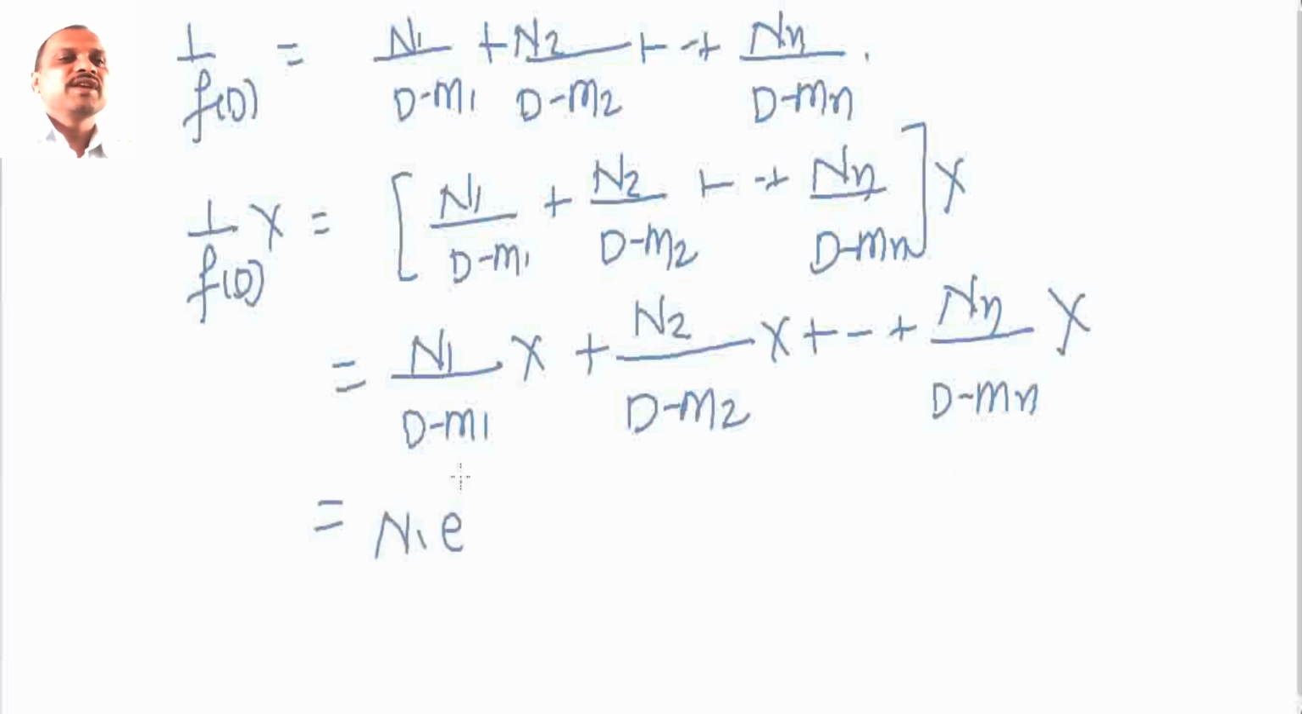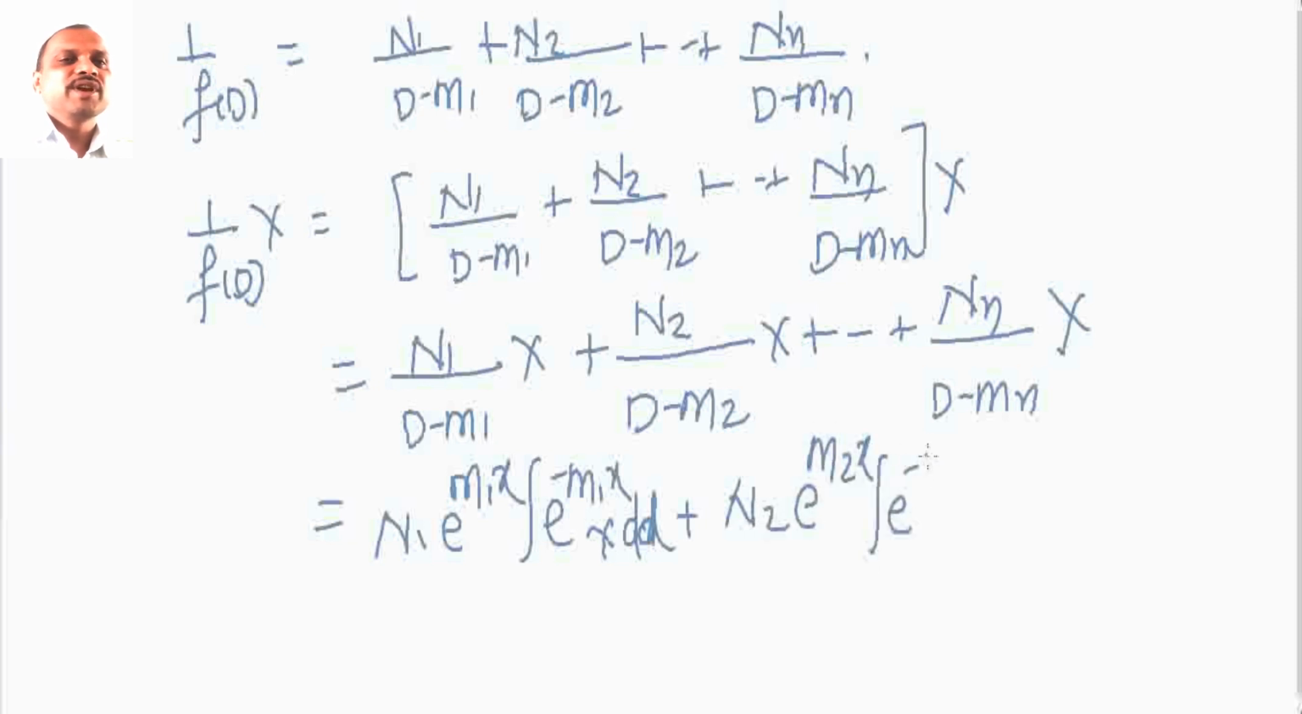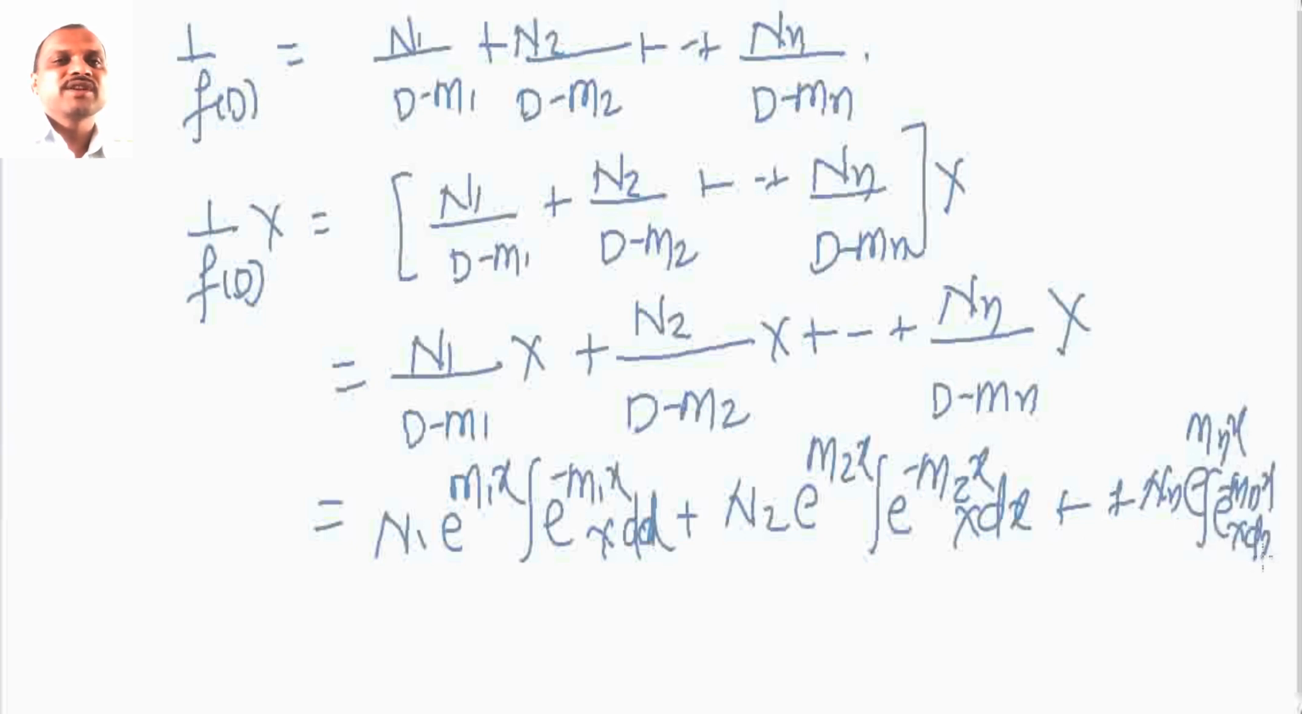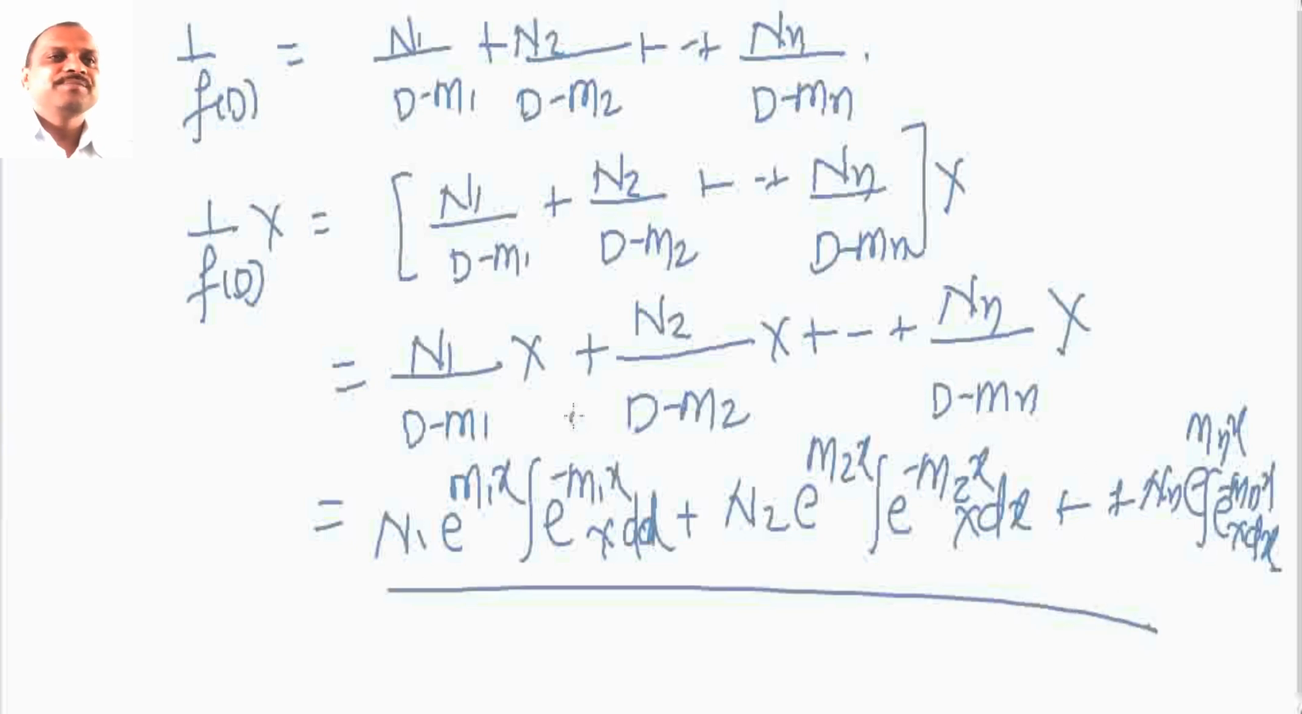So this gives me n1 into e raised to m1x times the integration of e raised to minus m1x into X dx, plus n2 into e raised to m2x times the integration of e raised to minus m2x into X dx, plus nn into e raised to mnx times the integration of e raised to minus mnx into X dx. So this is the particular integral when the factor 1 divided by f of D is decomposed into its partial fractions.